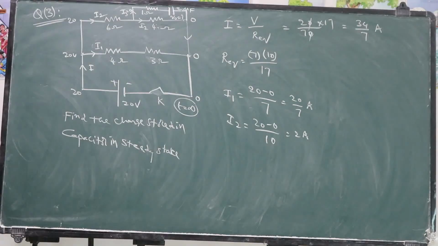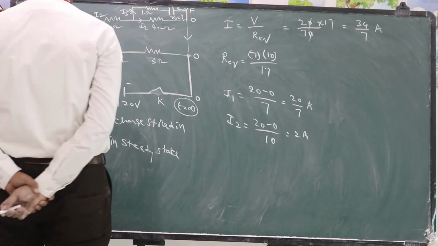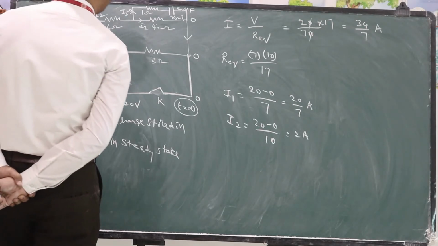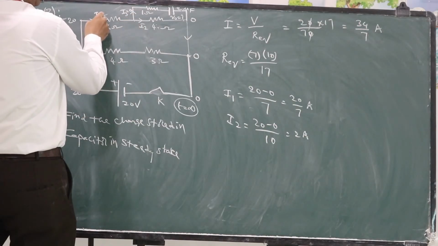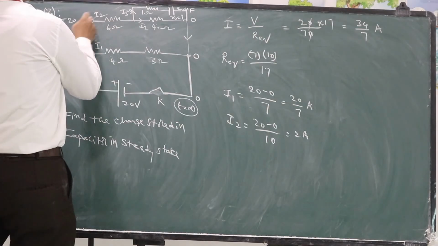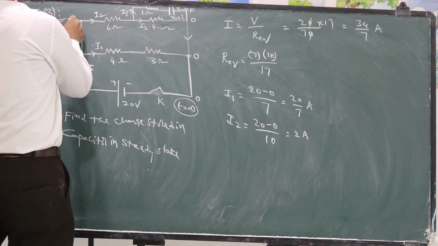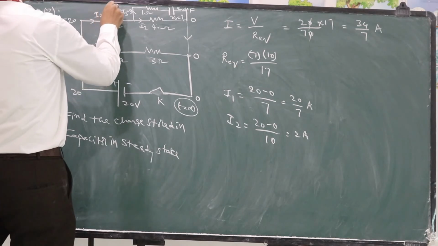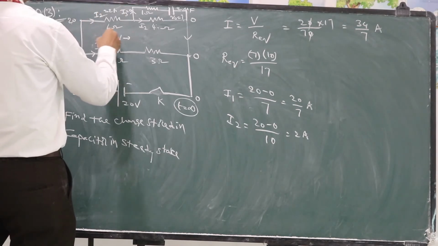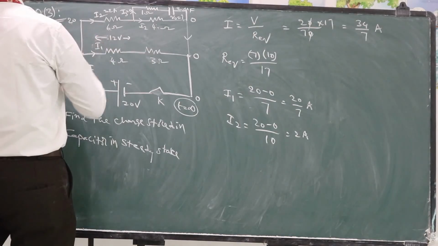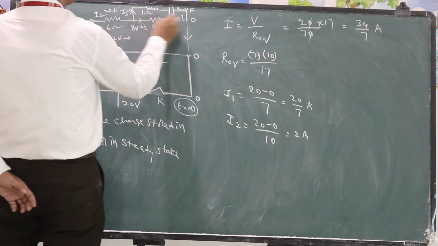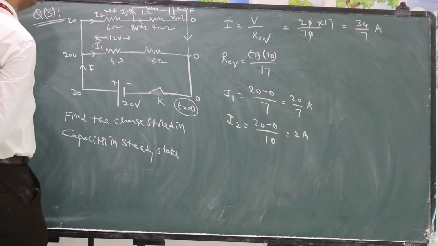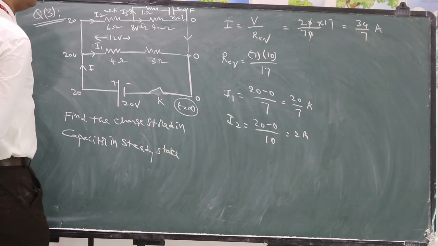But we are not asked to find the current values. We are asked to find the charge stored in the capacitor. For that purpose, we need the potential here. We calculated I2 as 2 amperes. If 2 amperes is going, what is the potential drop here? Among the 20 volts, with I2 being 2 amperes, a 12 volt potential drop will be observed here. Once you drop 12 volts, here you will get 8 volts. So 8 volts is the potential difference across the 4 ohm resistor.